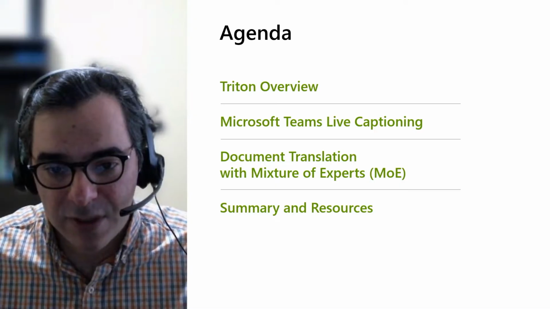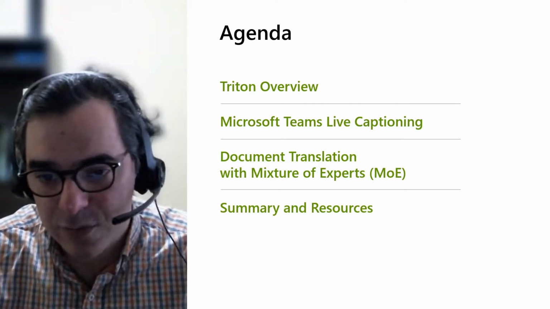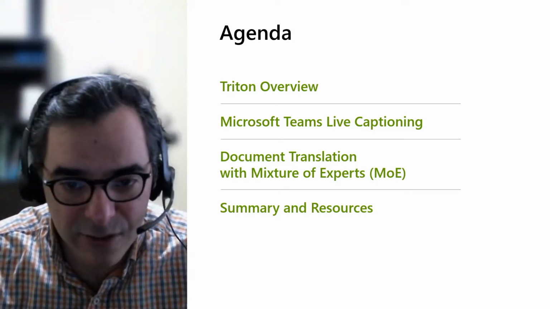Today, we will talk about two interesting use cases where we enabled advanced AI capabilities with Azure Cognitive Services. The first use case is live captioning in Microsoft Teams, and the second one is document translation with mixture of experts model. These are results of joint efforts by Microsoft and NVIDIA, where we deploy AI inferencing workloads with Triton Inference Server and custom optimizations. I'll give a brief overview of Triton Inference Server for context, then we will jump into our use cases.